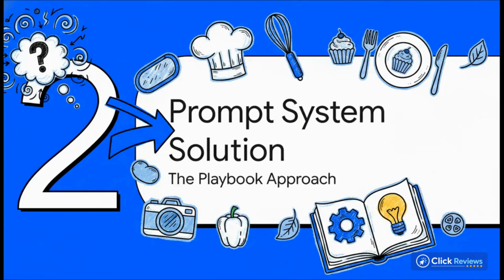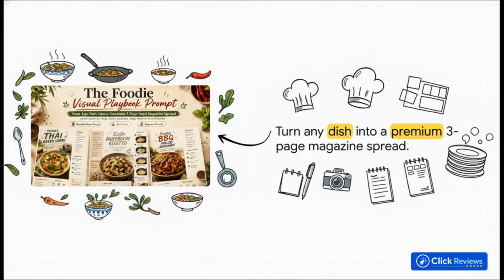Section 2. The Prompt System Solution. Enter the Foodie Visual Playbook Prompt. It's essentially a copy-paste AI prompt system built specifically to bypass that blank page entirely. Now, what's really interesting about this is how the framework handles completely diverse cuisines without missing a beat. You can have a vibrant Thai green curry right alongside a rustic mushroom risotto. It generates not just the food itself, but the surrounding layout, the typography placement, and that whole premium editorial vibe.